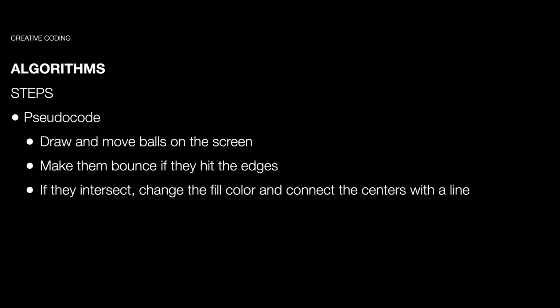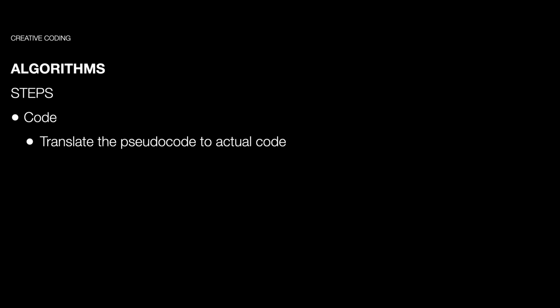The pseudocode is, well, we need to draw these forms and move them on the screen, and we'll make them bounce if they hit the edges. This is similar to what we've done in the past. Also, if they intersect, change the fill color and connect the centers with the line. So we're just writing it in sort of natural human language. And the code, as I said, is translating the pseudocode to actual code. We're going to do that together.